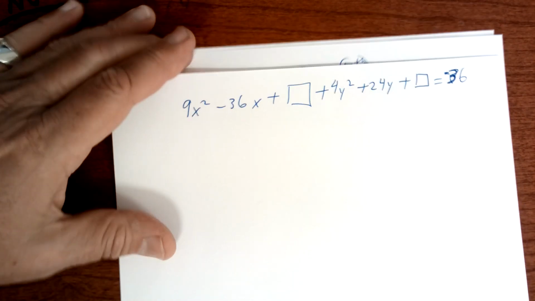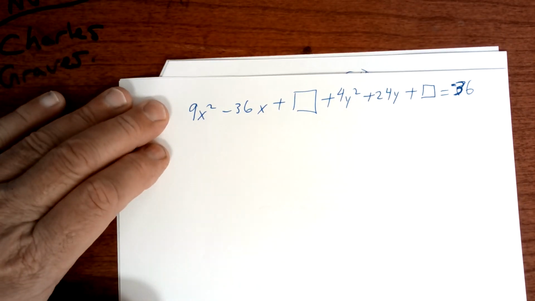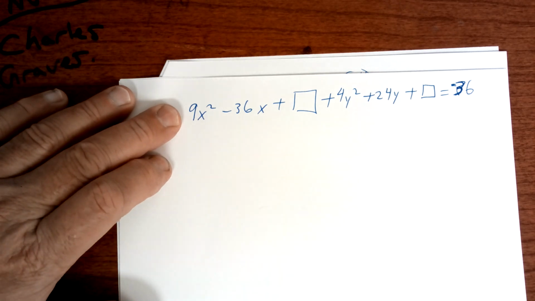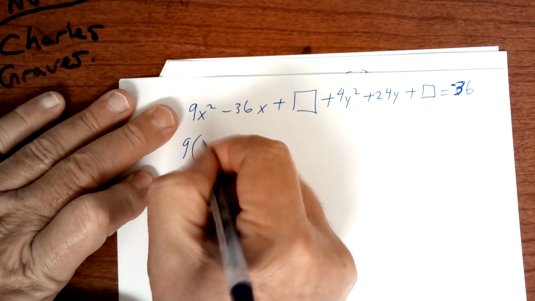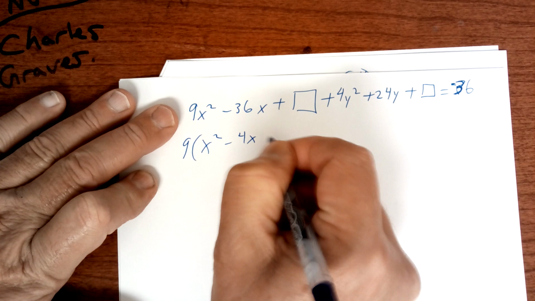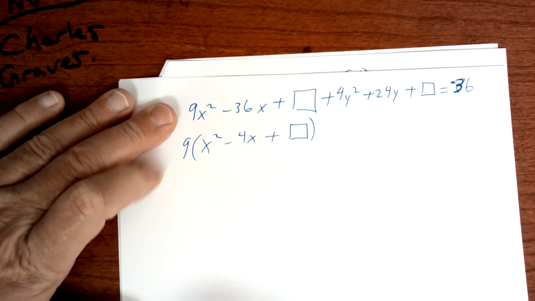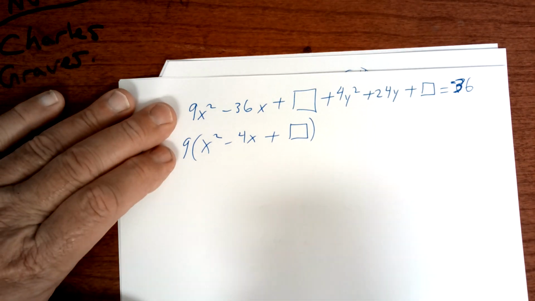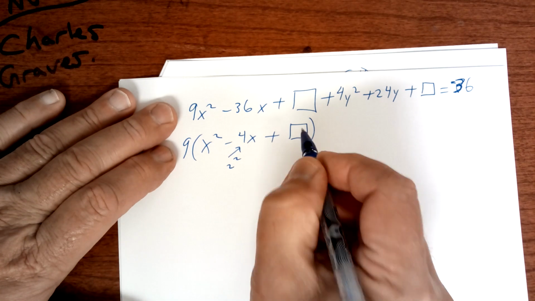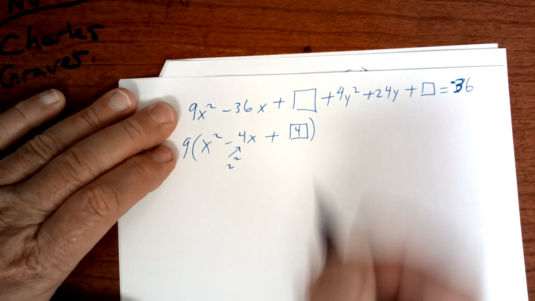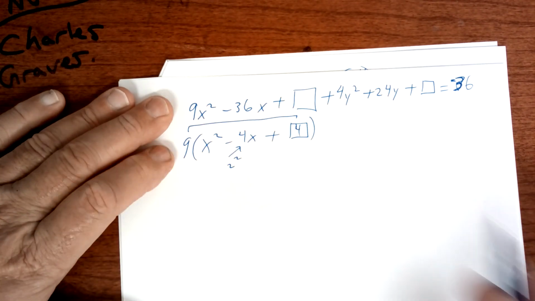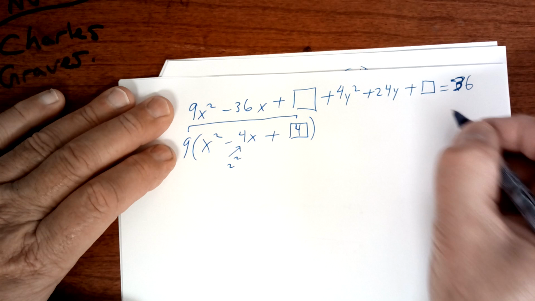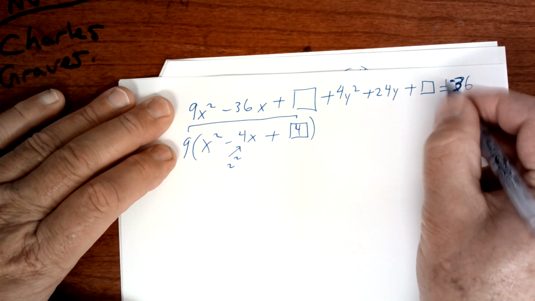Now let's talk about this. Once you have your work organized, you have to first move that 9 out of here. So you take the 9 out, and you're left with x squared minus 4x plus some number. So you're going to take half of this, which is 2, and 2 squared is 4. So you're going to do 9 times 4. And 9 times 4, right here, is going to give you 36. So you're going to do plus 36 on that side.